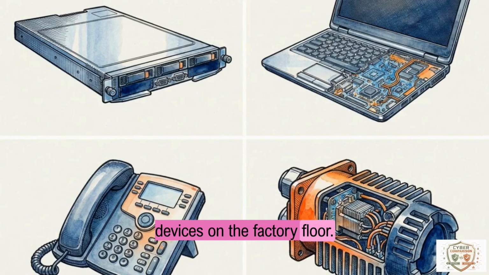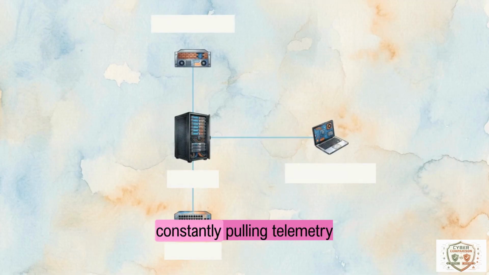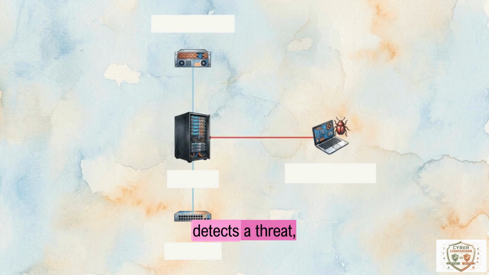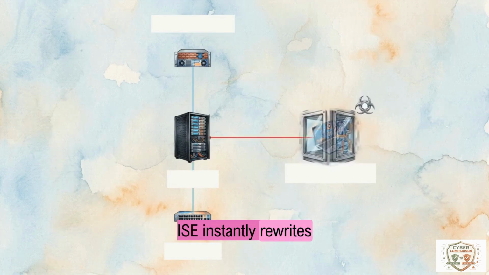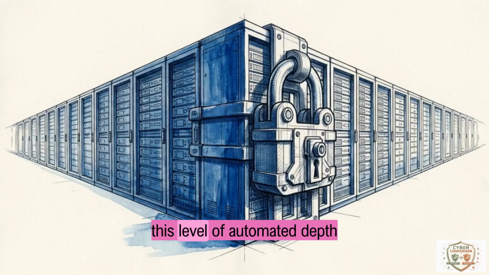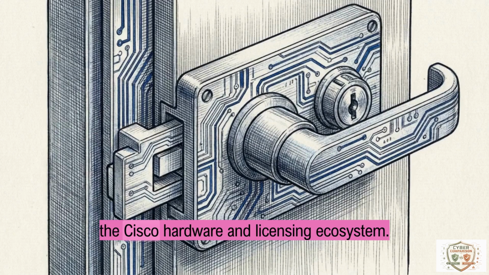It identifies and categorizes everything from Linux servers and corporate laptops to IP phones and industrial IoT devices on the factory floor. ISE acts as the central hub for the broader Cisco security stack, constantly pulling telemetry from secure firewall, secure endpoint, and SD access. If an endpoint agent detects a threat, ISE instantly rewrites the network policy and quarantines the device. Achieving this level of automated depth requires a significant trade-off. You must be willing to heavily lock your organization into the Cisco hardware and licensing ecosystem.